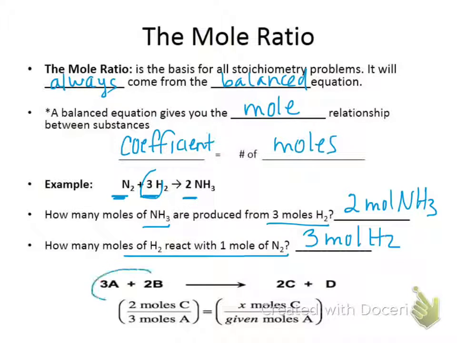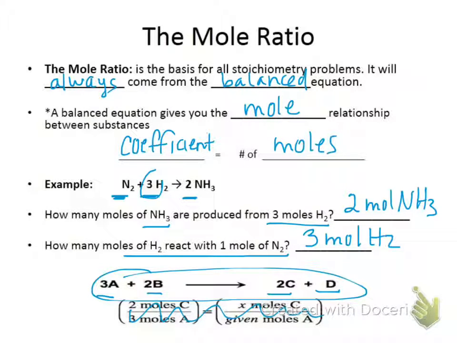Okay, and this down here is just kind of a general equation to show you that this would be 3 moles of A, 2 moles of B, 2 moles of C, and 1 mole of D. Okay, don't worry about this. We're not going to really use that. Okay, I just wanted you to see that general equation. Okay, so let's work a couple of examples so I can make sure you understand the mole ratio.